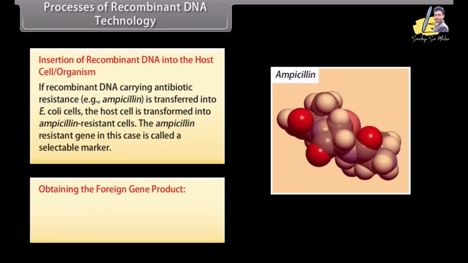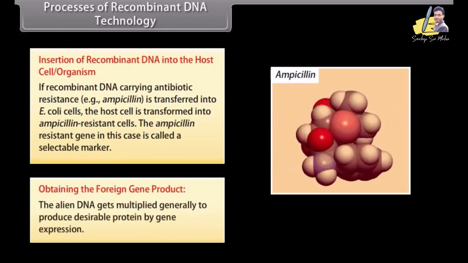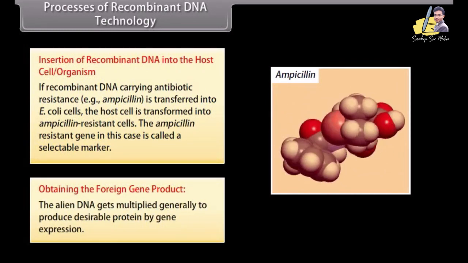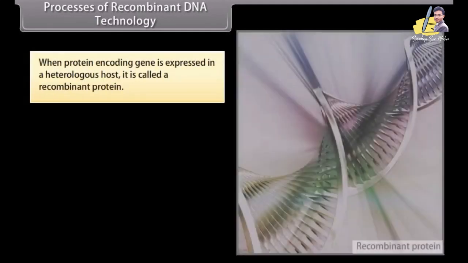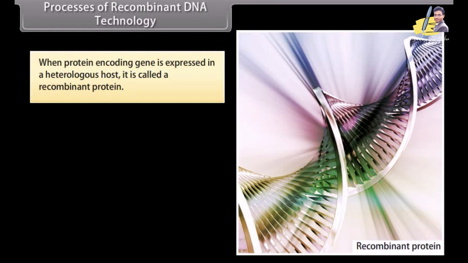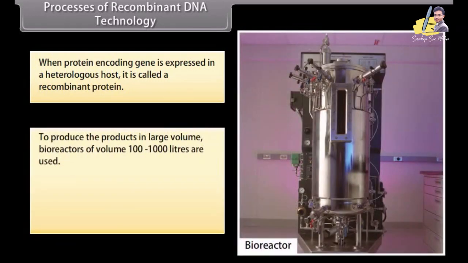Obtaining the foreign gene product. The alien DNA gets multiplied generally to produce the desirable protein by gene expression. When a protein-encoding gene is expressed in the heterologous host, it is called a recombinant protein. To produce products in large volume, bioreactors of volume 100 to 1000 liters are used.